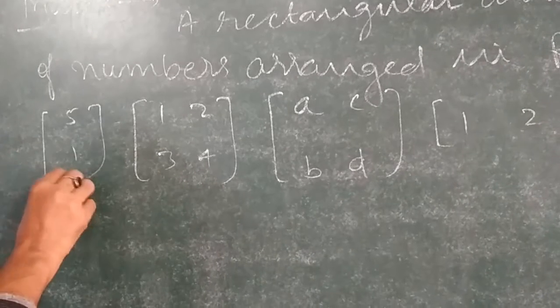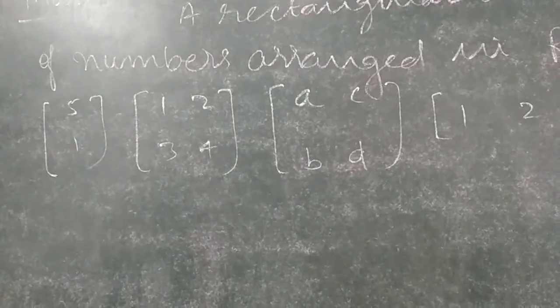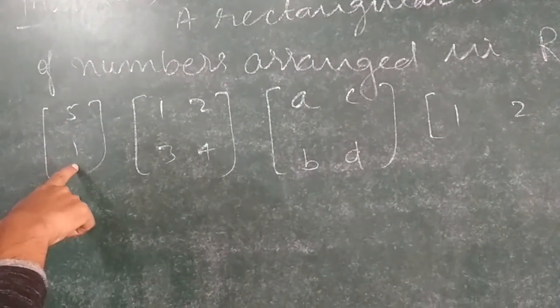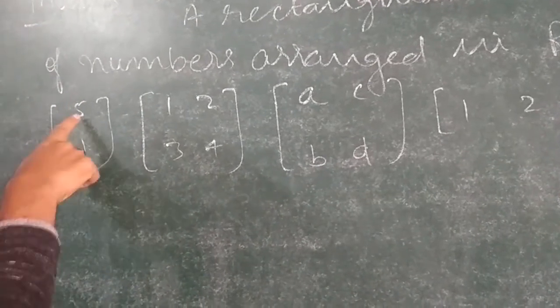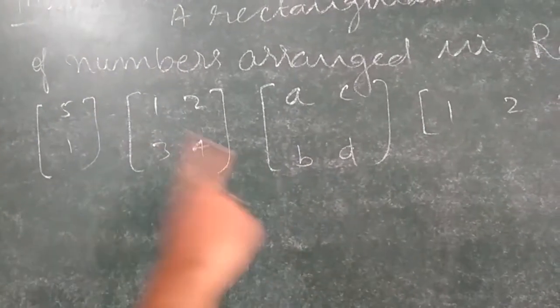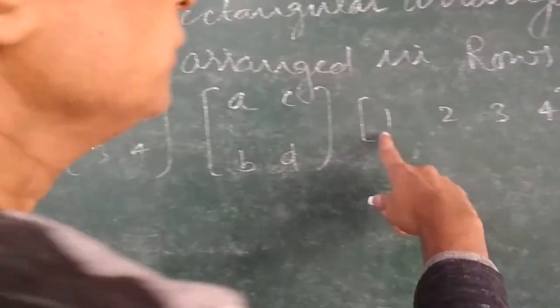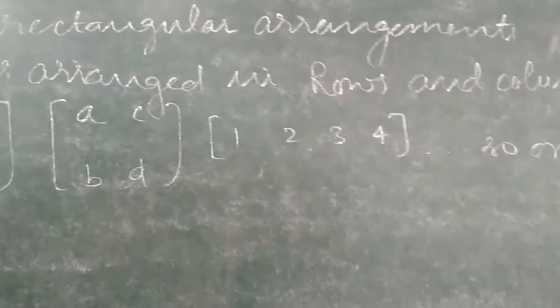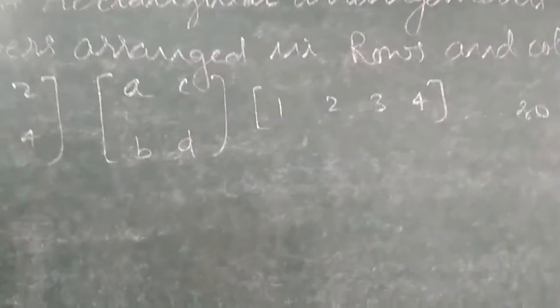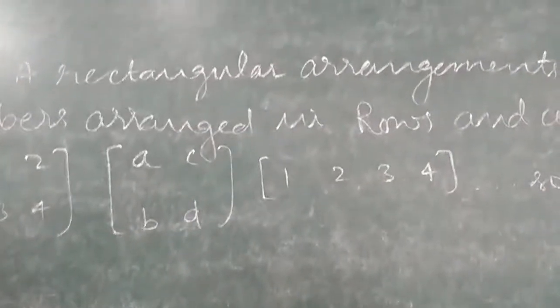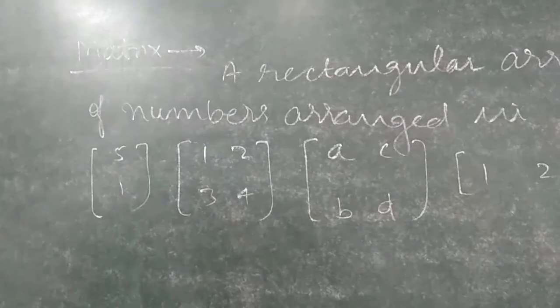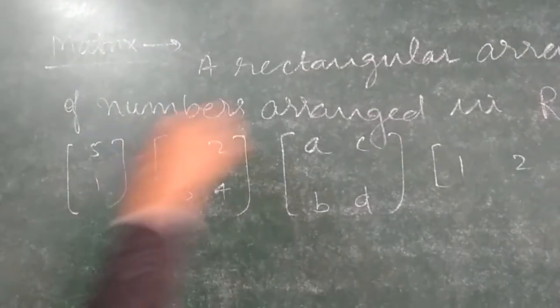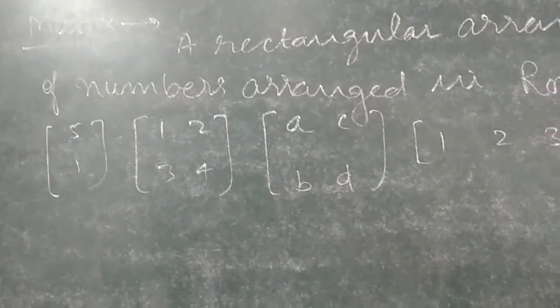So I represent here some certain matrices. First matrix 5, 1. It has only one column, 2 rows. The next has 2 columns, 2 rows, and there is 1, 2, 3, 4, 4 columns and 1 row. In this way we can make matrices, and the numbers which are written inside it are called the elements of the matrix.